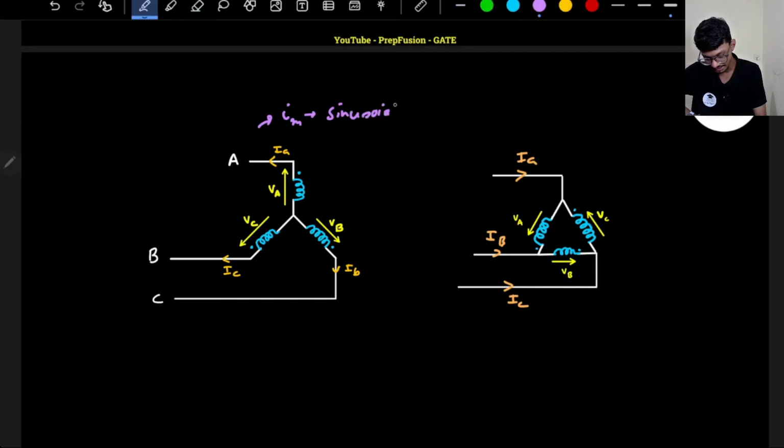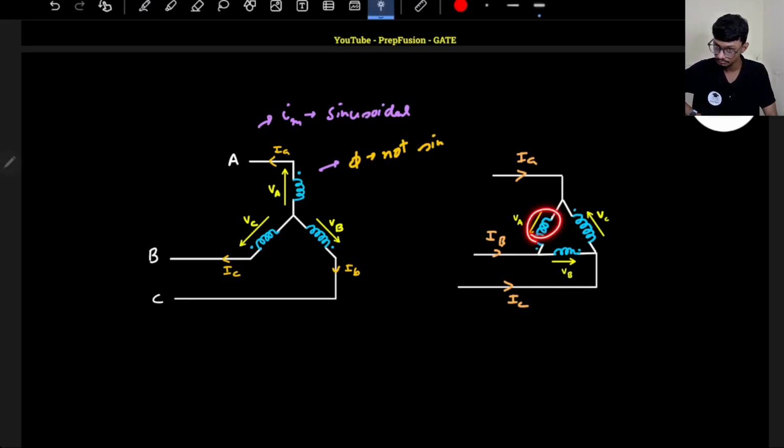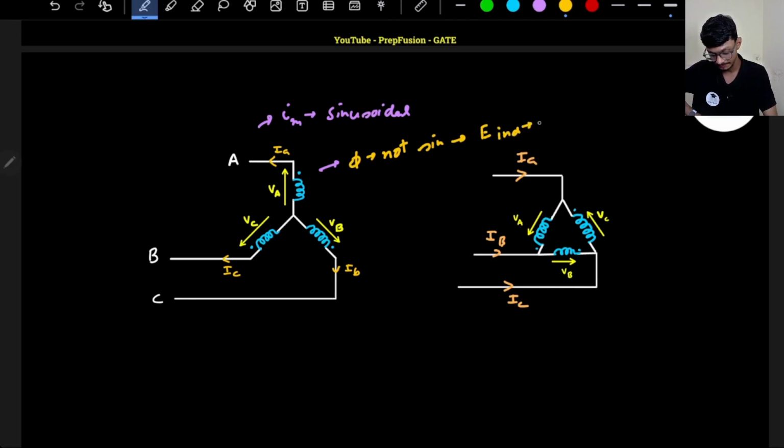If magnetizing current Im is purely sinusoidal, then what will happen in the secondary? My flux will not be purely sinusoidal. On the primary side, the flux phi is not purely sinusoidal according to the star connection. If flux is not sinusoidal, then there will be third harmonic components here. The induced voltage will not be purely sinusoidal; E induced is not sine.